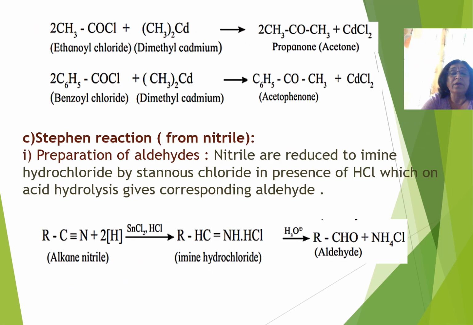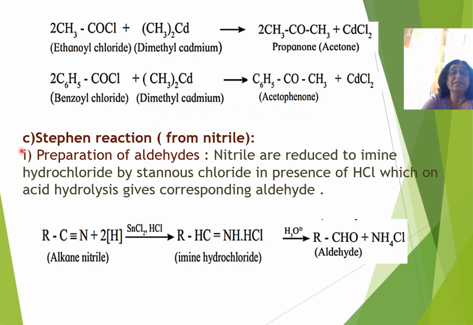Clear? Okay. So let's see one more example. Ethanoyl chloride when reacted with dimethyl cadmium gives you propanone. Benzoyl chloride when reacted with dimethyl cadmium gives you acetophenone. So benzoyl chloride can be converted to acetophenone using dimethyl cadmium.